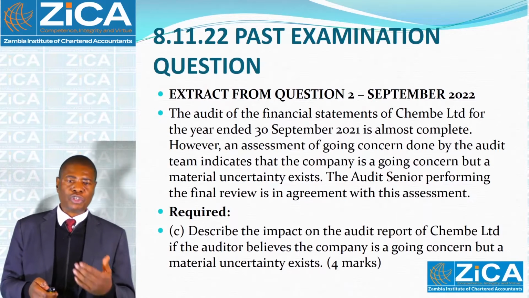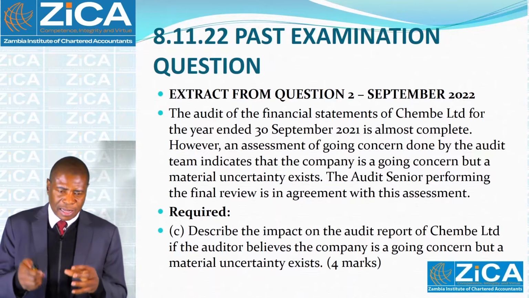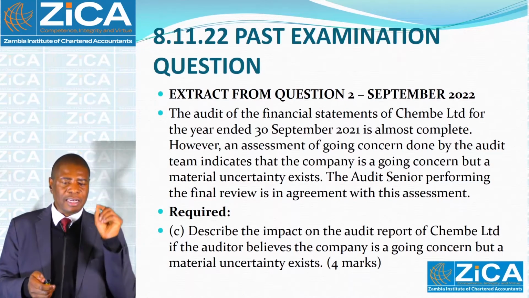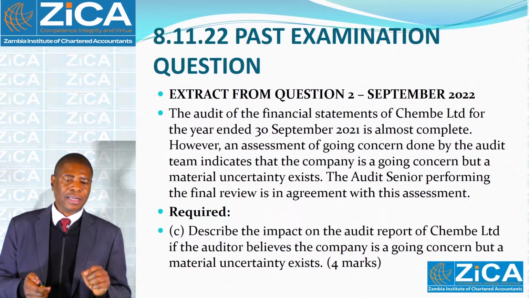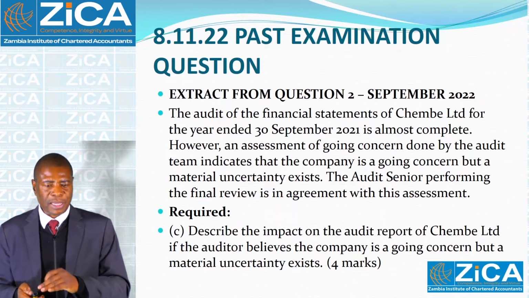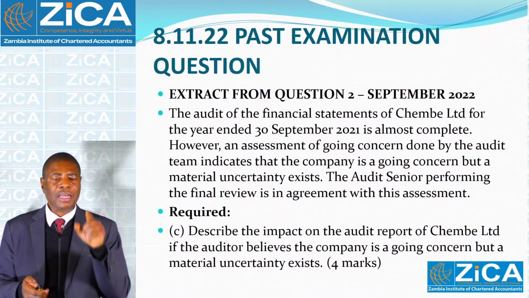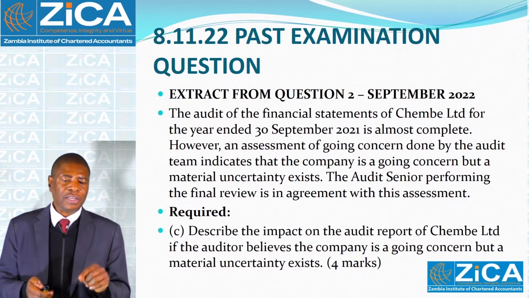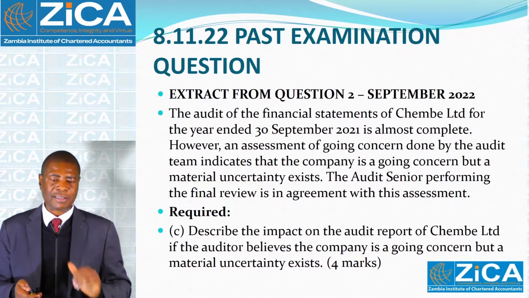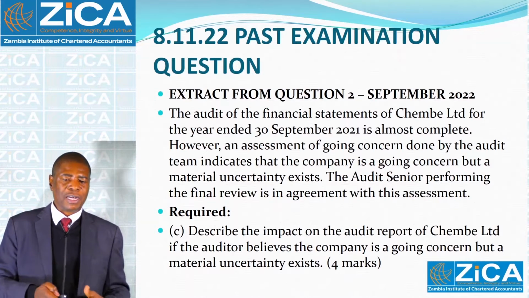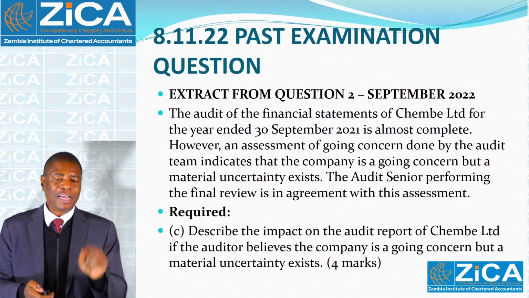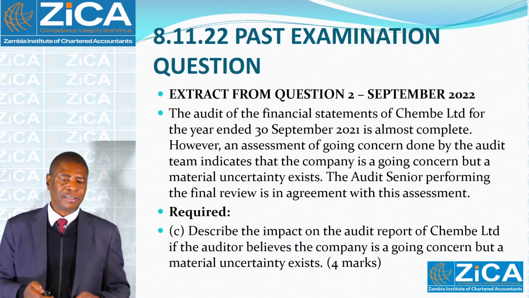Then September 2022 was another aspect. So C said, describe the impact on the audit report of Chembe if the auditor believes that the company is a going concern, but material uncertainty exists. There are only 4 marks. Again, if you know what the guidance is in ISA 570, you should have got this.